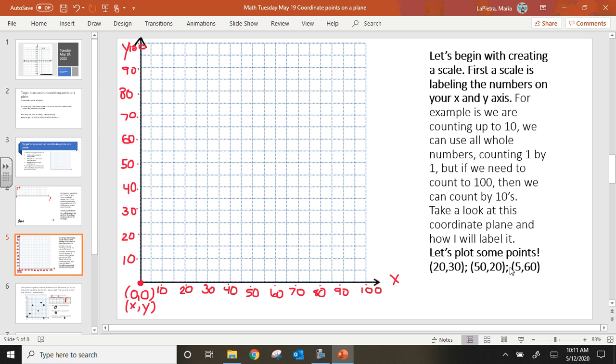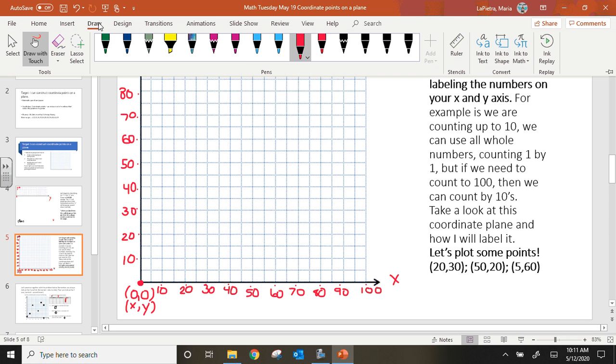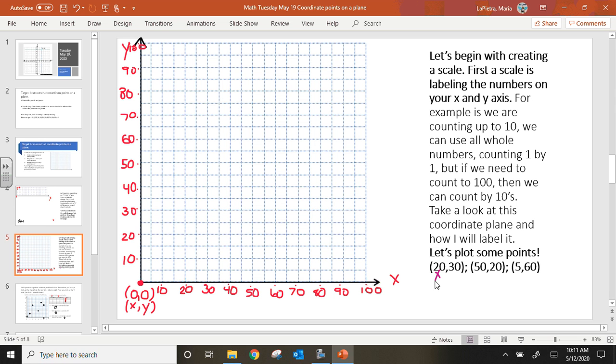Now let's plot some of these points. I want to use a different color so that you guys can really see where I'm plotting my points. The first one they're asking us is (20, 30). This is going to be your x. This is going to be your y all the time. X goes first, y goes second. And I put them in what we call parentheses. Holds them together.